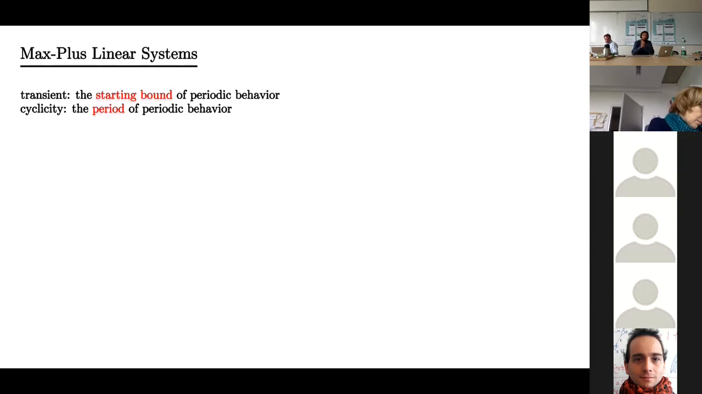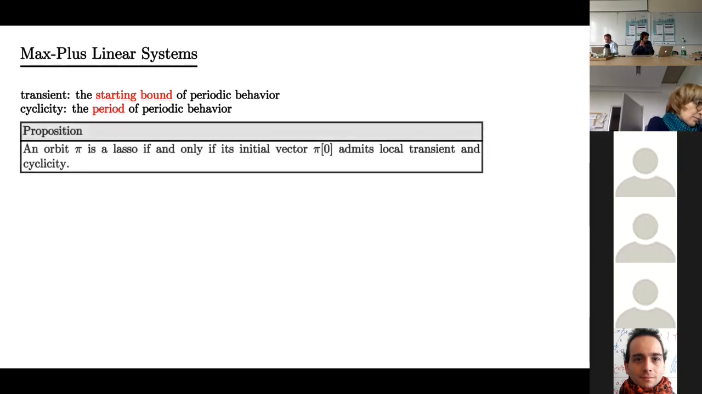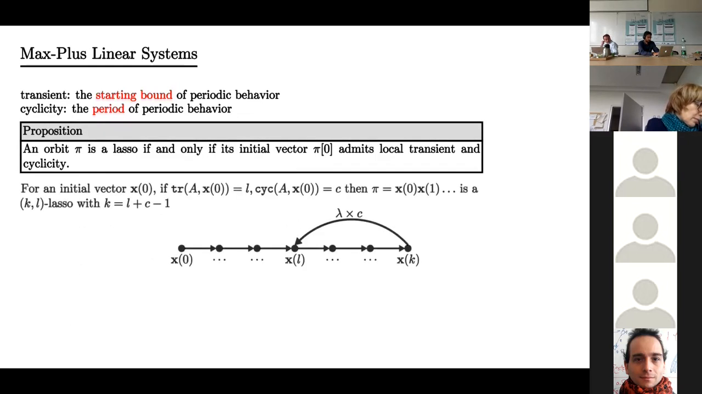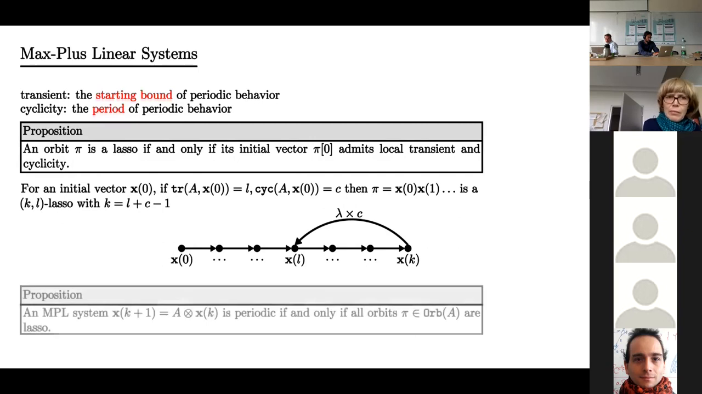The following propositions relate the periodic behavior with lasso. First, an orbit is a lasso if and only if the initial vector admits local transient and cyclicity. In fact, if an initial vector admits a local transient L and a local cyclicity C, then the corresponding orbit is a K-L lasso where K equals L plus C minus 1. Second, an MPL system is periodic if and only if all orbits are lasso.